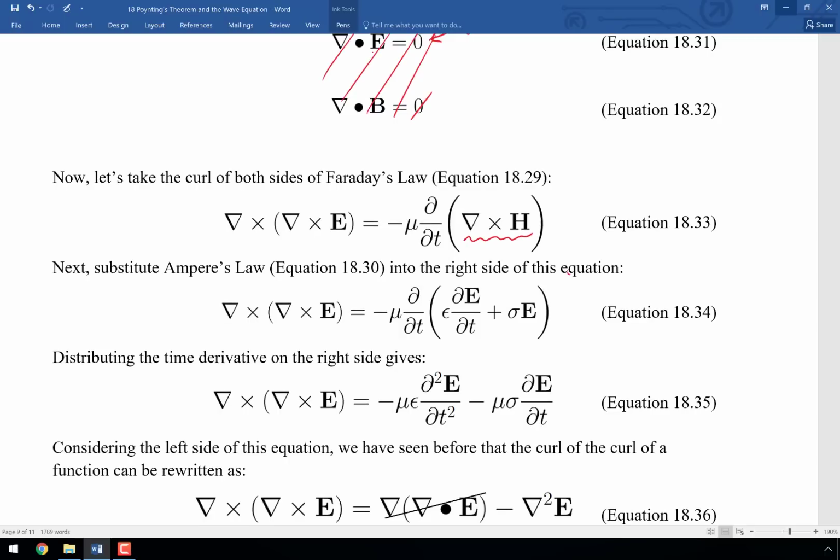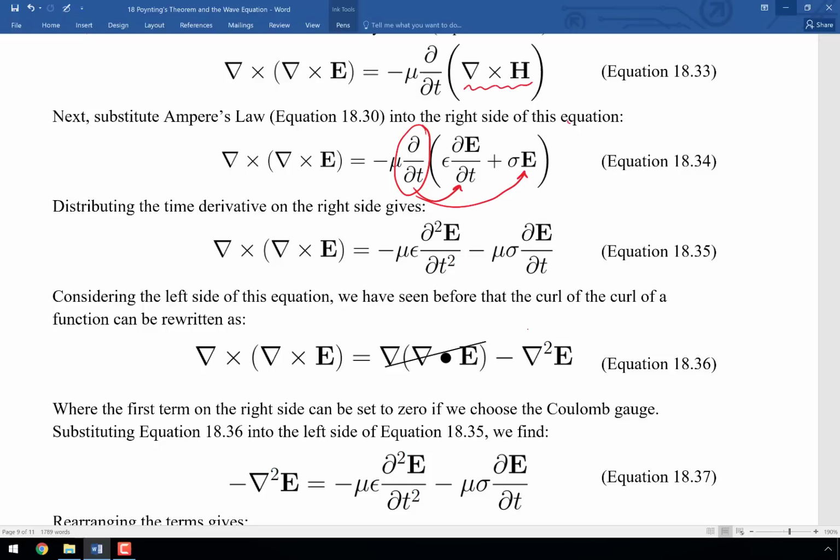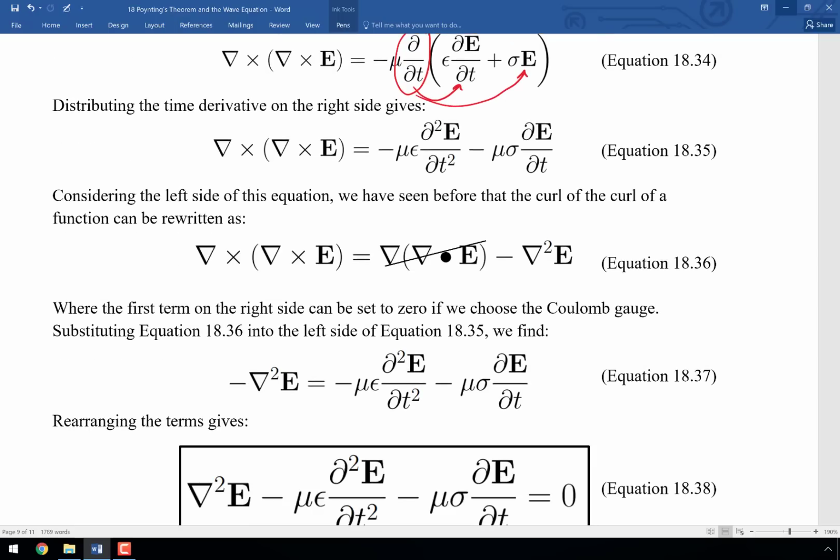Now I'm going to distribute the time derivative on the right-hand side, so this time derivative here is going to move in to both of these terms. The first term already had a time derivative, so it becomes a second time derivative, but the other term had no time derivative. I'm also going to distribute the negative mu into those terms as well. Considering the left-hand side of this equation, we've seen this a lot of times. The curl of the curl of a function can be rewritten as the gradient of the divergence minus the Laplacian. And if we choose the Coulomb gauge, then that first term goes away, and the curl of the curl is just the negative Laplacian. We've actually seen that at least twice, I think 3 times so far in this class.